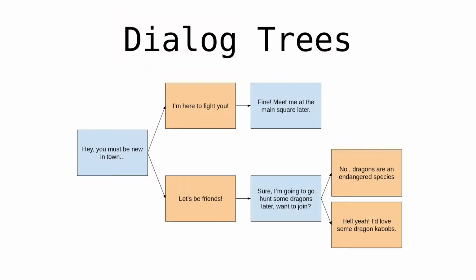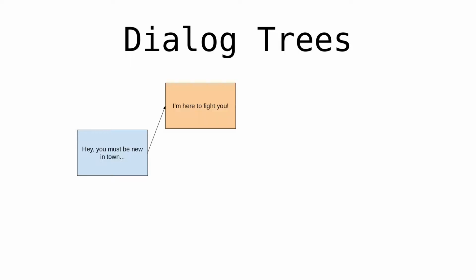Dialogue trees are the most recognized features of dialogue systems. A dialogue tree lets you describe a sequence of dialogues and how the NPC responds to different choices that the player makes. Let's take a look at an example. The NPC starts by saying hi. Then the player has two options to choose from. I want to fight you, or let's be friends.